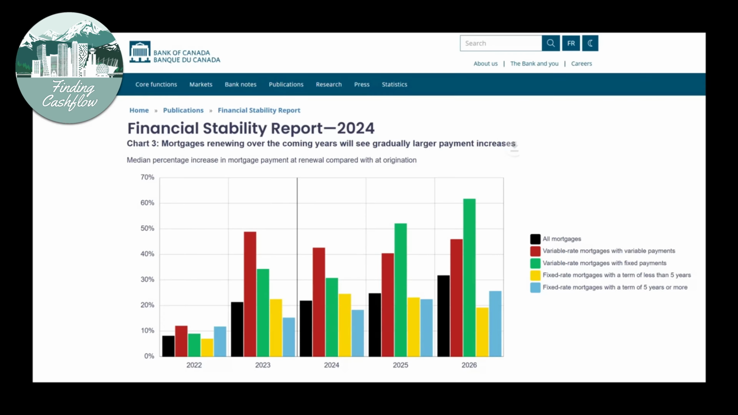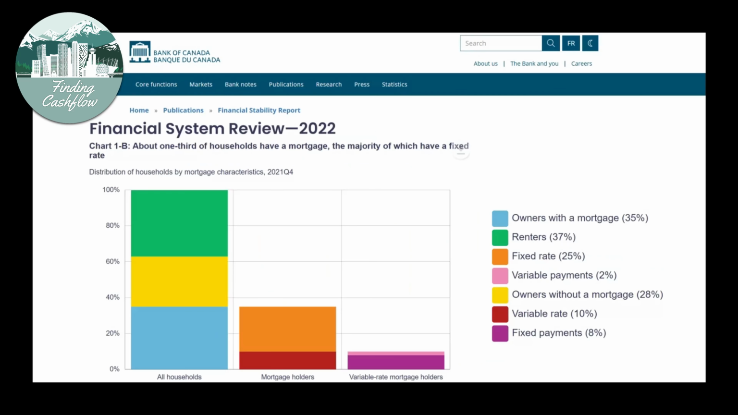And finally, the black bar represents the percentage increase in all mortgage types together. And once again, the largest percentage increase when we consider all mortgage types together will once again occur next year in 2026. And this is because the majority of mortgages are 5-year fixed rate mortgages, as well as the variable rate fixed payment mortgages. So let's now look at a breakdown of the mortgage type per household in Canada.